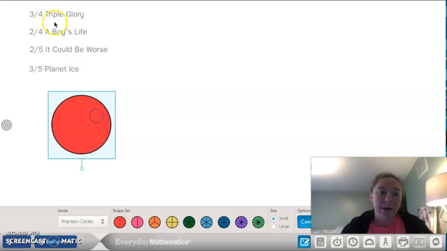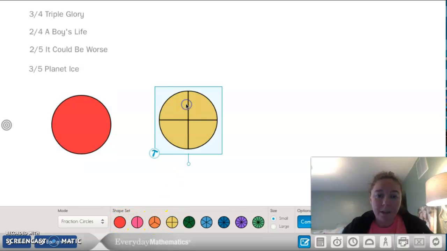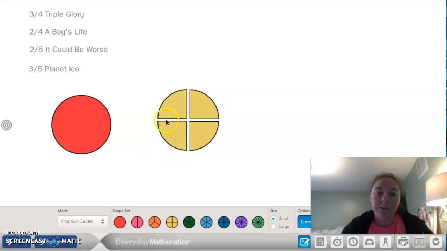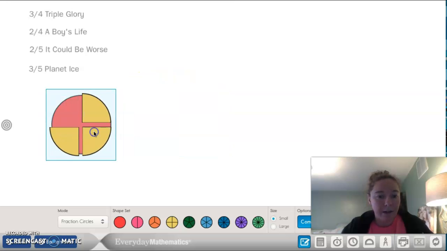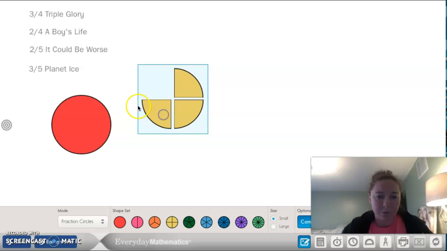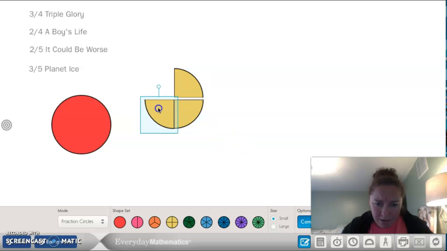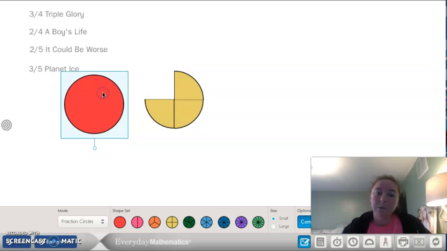So here's my whole, and I need to show Triple Glory, which is 3/4. So I find my fraction circle pieces that have 4 pieces. I only need 3 of them, so I'm going to just use that. I get rid of one, and I put these 3 on top of my fraction circle, which I should be able to put back together. Okay, so I have 3/4.